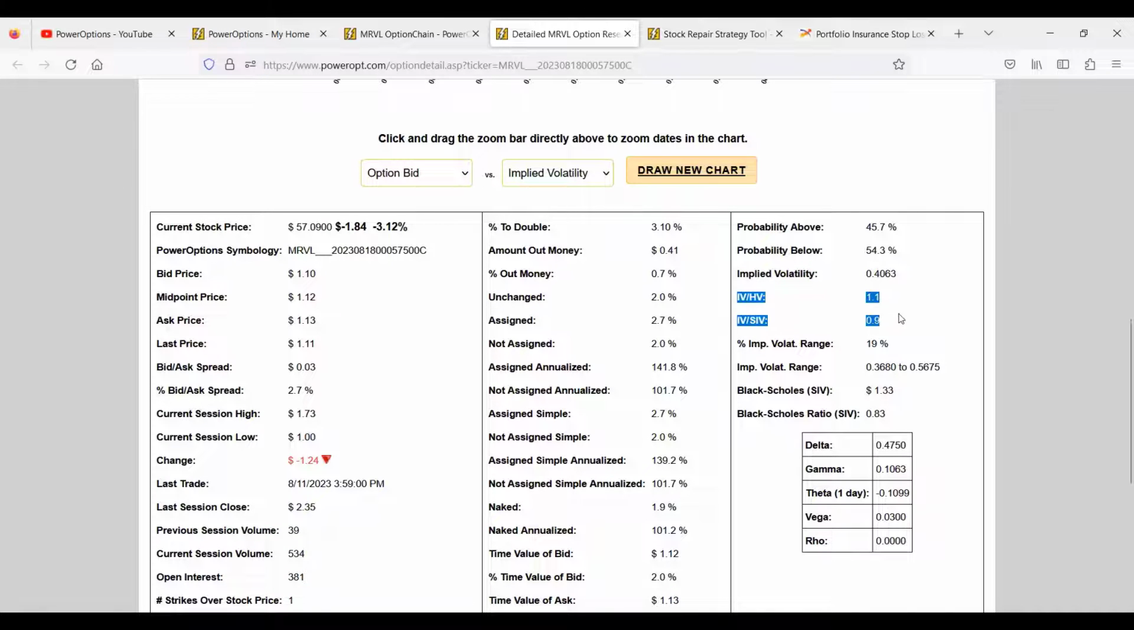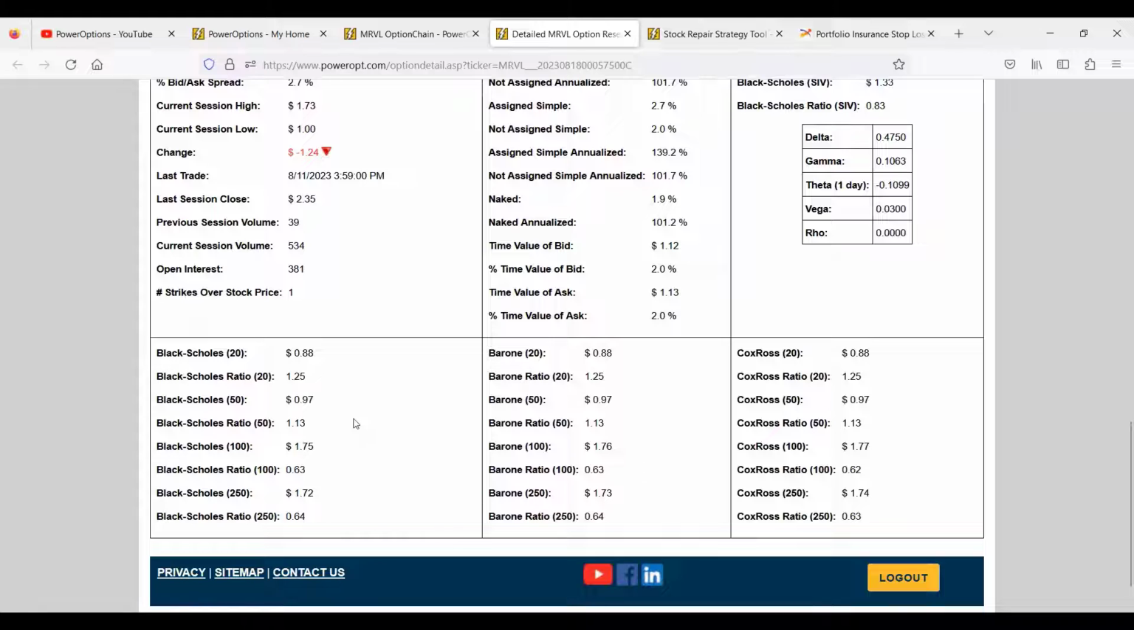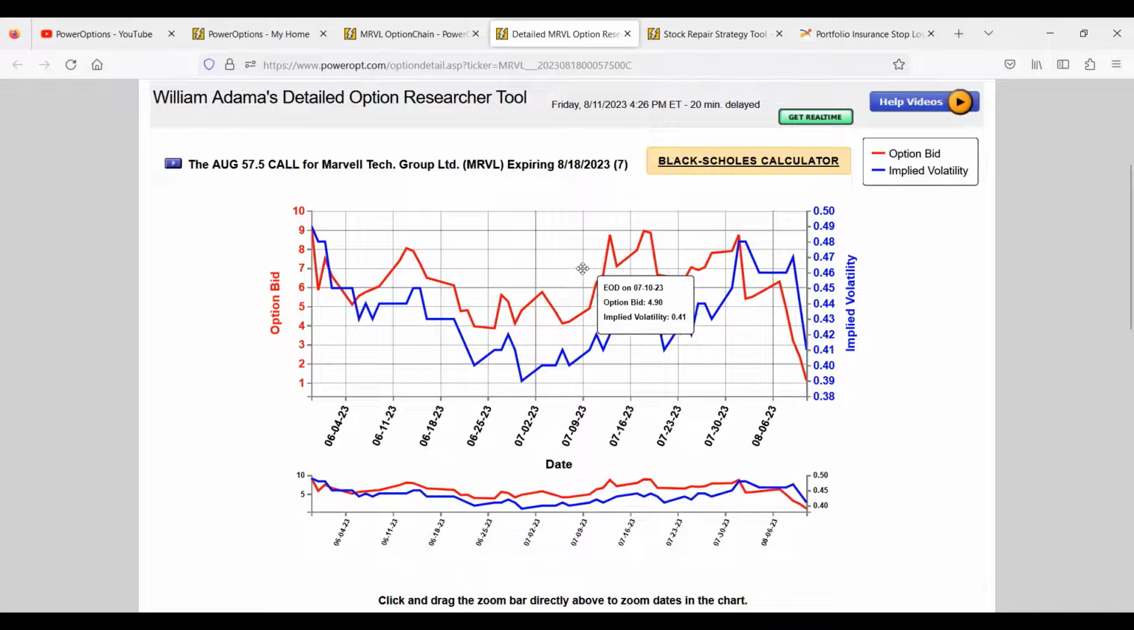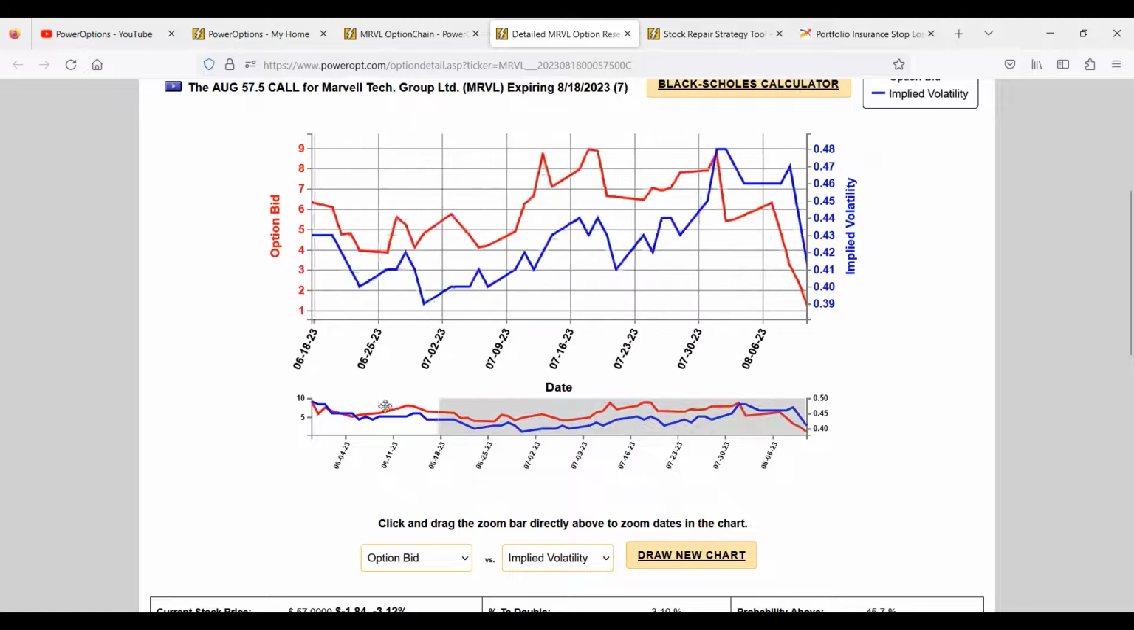range, IV over HV, IV over SIV, total volatility range, Black-Scholes ratio, and down here you have some other theoretical calculations, the Barone 20-day, 50-day, and 100-day theoretical value, and the Cox-Ross equation as well for theoretical value pricing of the option, Carl. Up at the top, you have this chart. My default is comparing the option bid price to the implied volatility of the option.